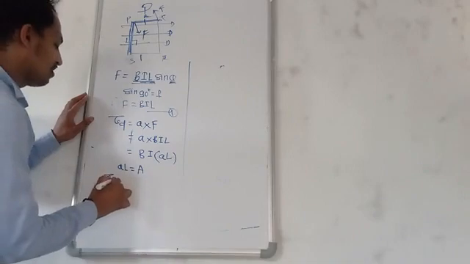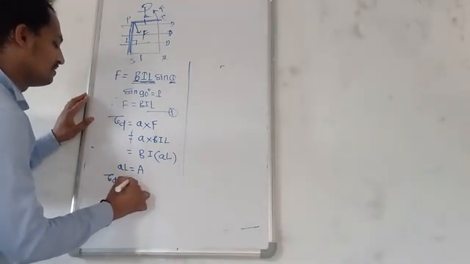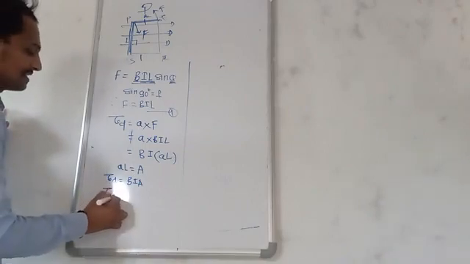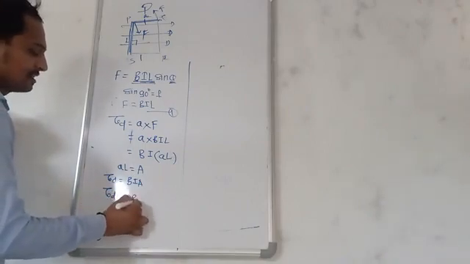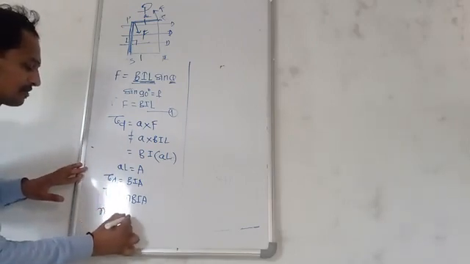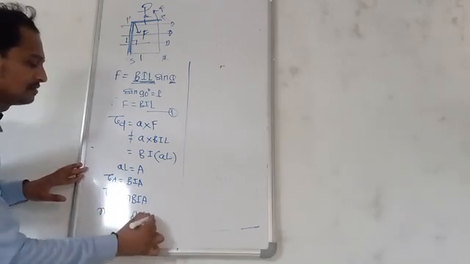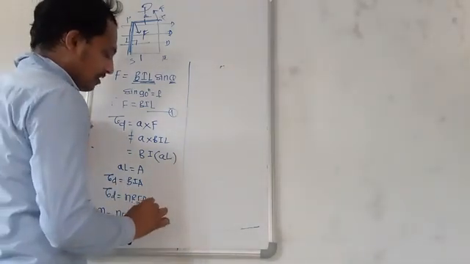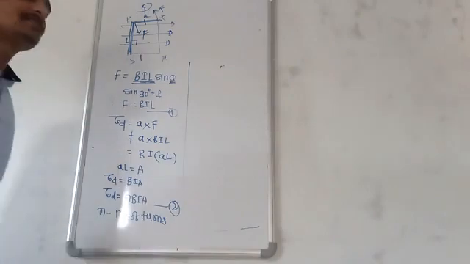So the deflecting torque is equal to BIA. If the coil has n number of turns, then tau d is equal to NBIA, where n is the number of turns. So this is the deflecting torque. We call this equation second.